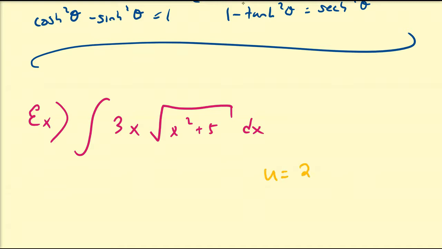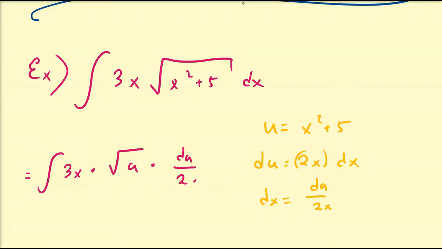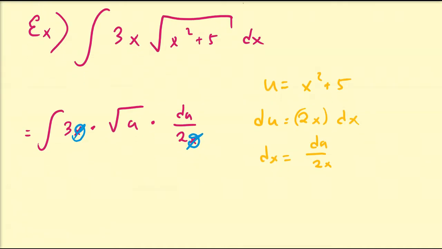So we can let u be equal to x squared plus 5. If we let u be equal to that, then du must be equal to 2x times dx. And if that's the case, then dx must be equal to du divided by 2x. So the integral is equal to the integral of 3x times the square root of u times dx, which is defined to be du divided by 2x. We see that x will cancel here.